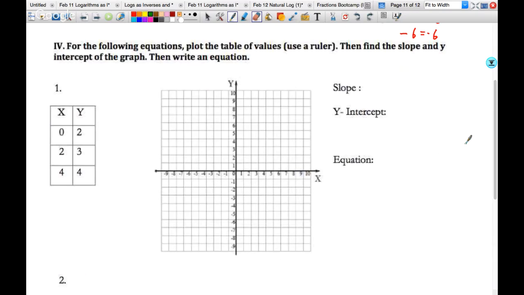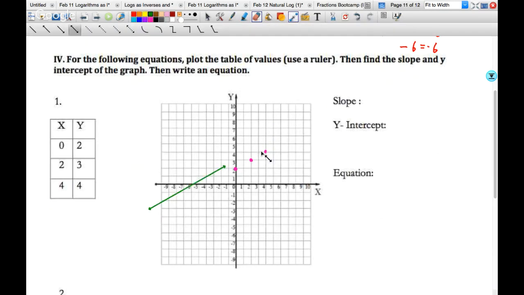All right, for the following equation, plot the table of values. So the table's already given to us, then find the slope and the y-intercept, then write an equation. So let's plot these points, 0, 2. Go to the origin. I don't move left or right, I just come up to the 2. 2, 3, I go 2 units to the right, 3 units up. 4, 4, that's 4 units right, 4 units up. Connect that up with a straight line. Just about like that. Make it a little better, okay.